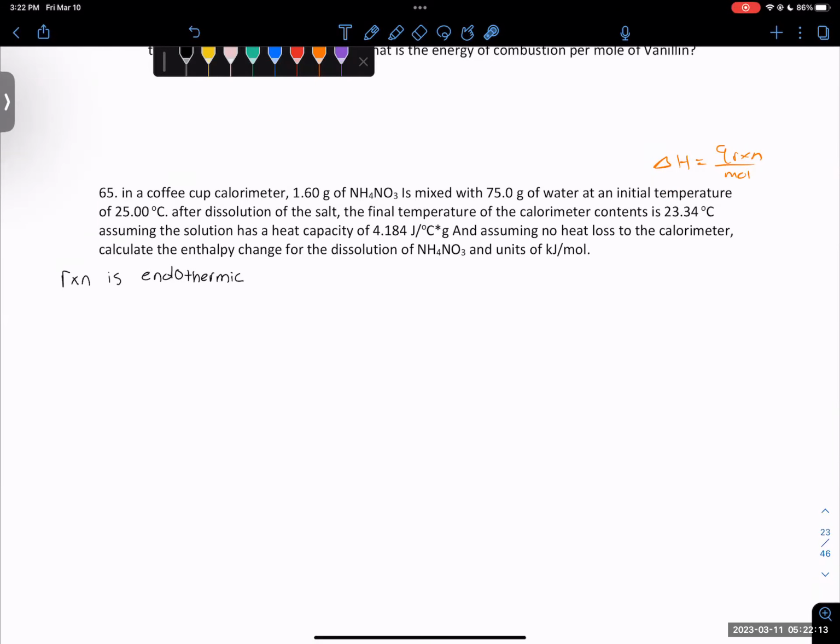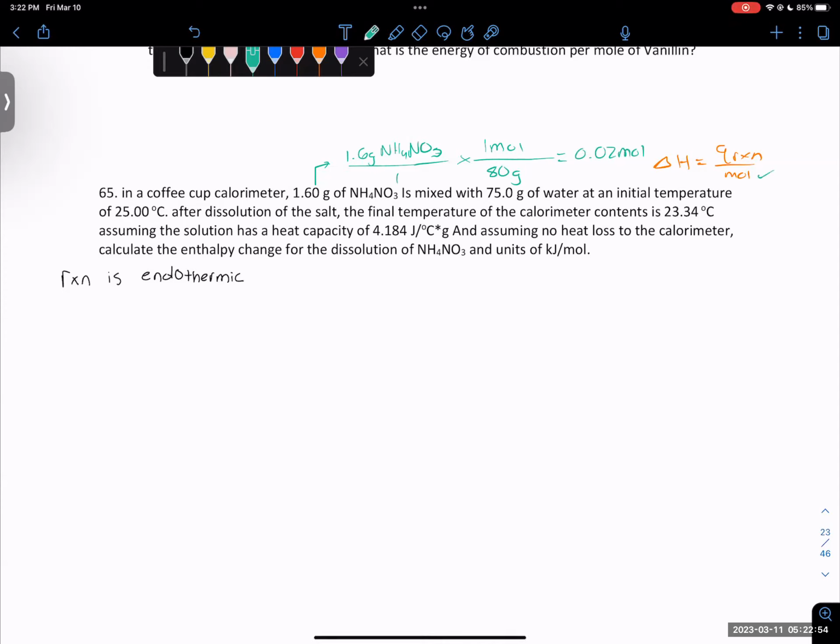Delta H. So the first thing we can probably do is the easiest thing, which is find the moles of ammonium nitrate that was dissolved. That's just taking this number, 1.6 grams of NH4NO3, and dividing by the molar mass, which for ammonium nitrate should be around 80 grams. I might be rounding, so 80 grams for 1 mole. And this should give you about 0.02 moles. Boom, look, we already got half of our equation.